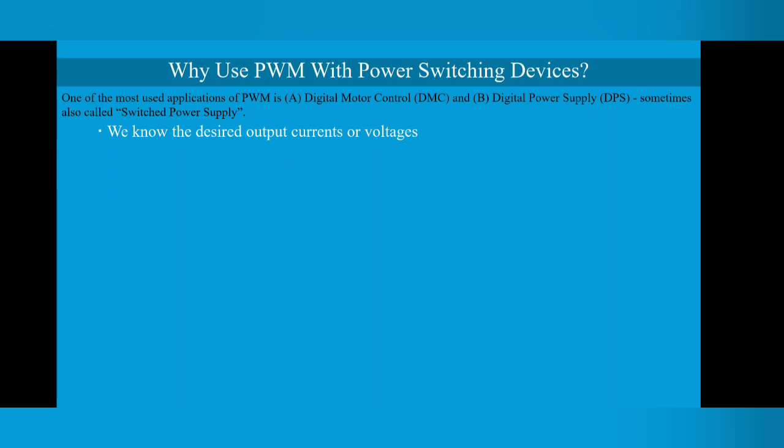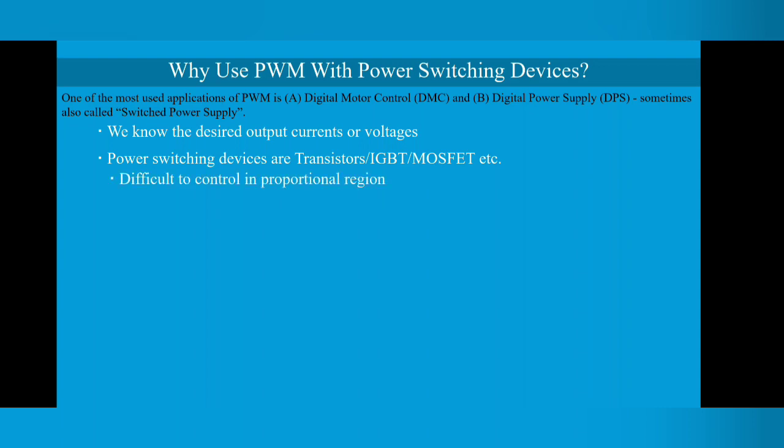So we know the desired output current and voltage depending on our application, whether we are using a UPS, digital motor control, or electric drives. For this operation we use semiconductor devices. For the semiconductor devices we use the transistor, IGBT and MOSFET for pulse width modulation in power electronic applications. If you take the simple example of the transistor, it is very difficult to operate the transistor in the linear region, that is the proportional region.